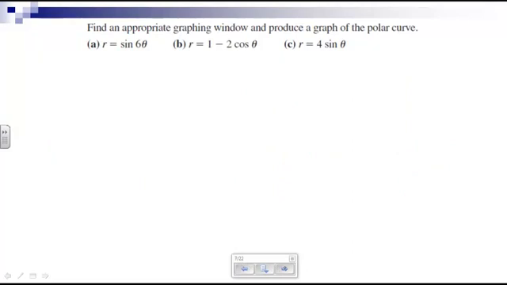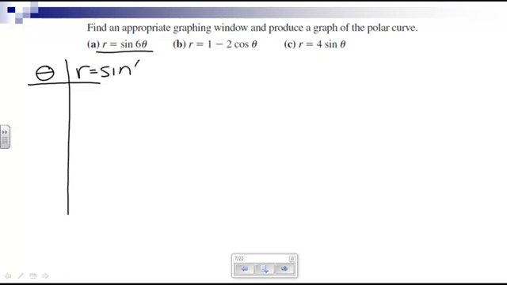Hey, let's try graphing some of these. Let's try graphing r equals sine of 6 theta. Now, what we're going to find out is that in our old graphing analysis, we'd start making a list of values that the independent variable may take on, and then plug them into our equation and find the values the dependent variable would take on.